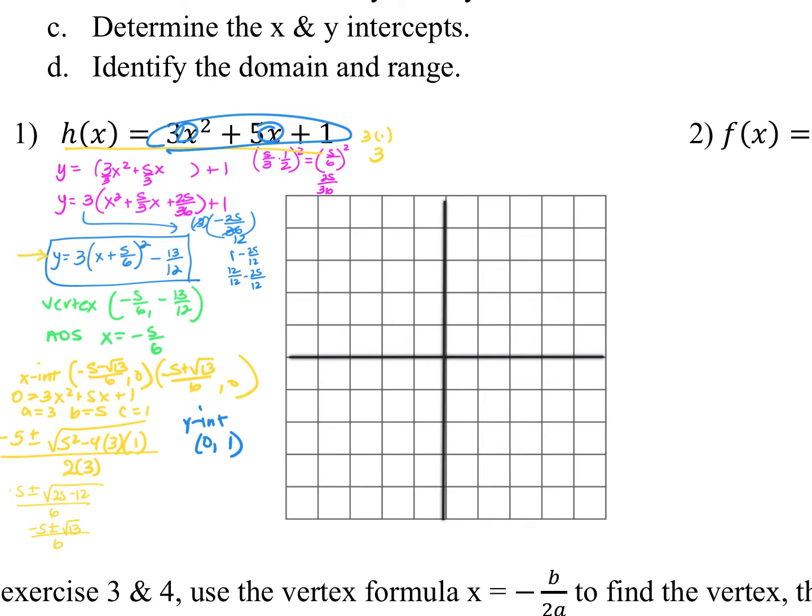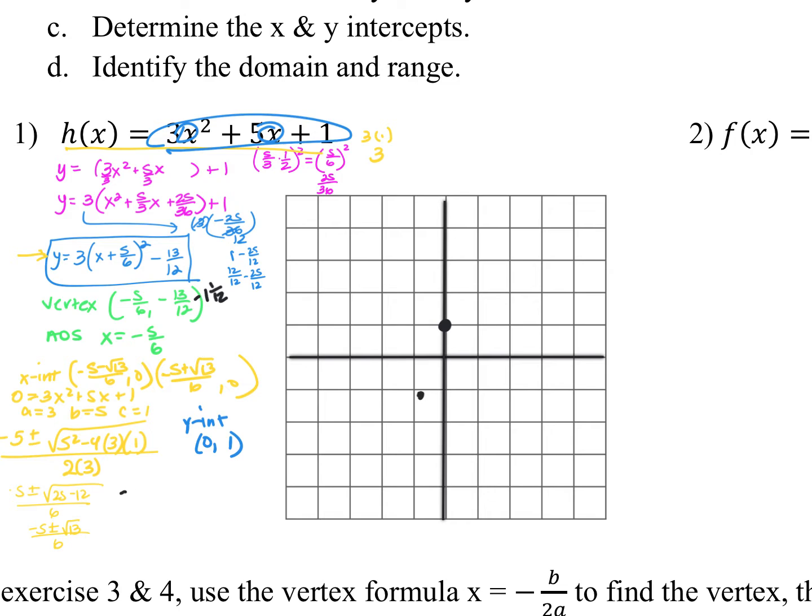Now when you go to graph it, my vertex is negative 5/6, and then negative, this would be negative 1 and 1/12. So back just a little bit and then just past negative 1. My y-intercept is 0, 1, which is here. My x-intercepts I'm going to have to approximate.